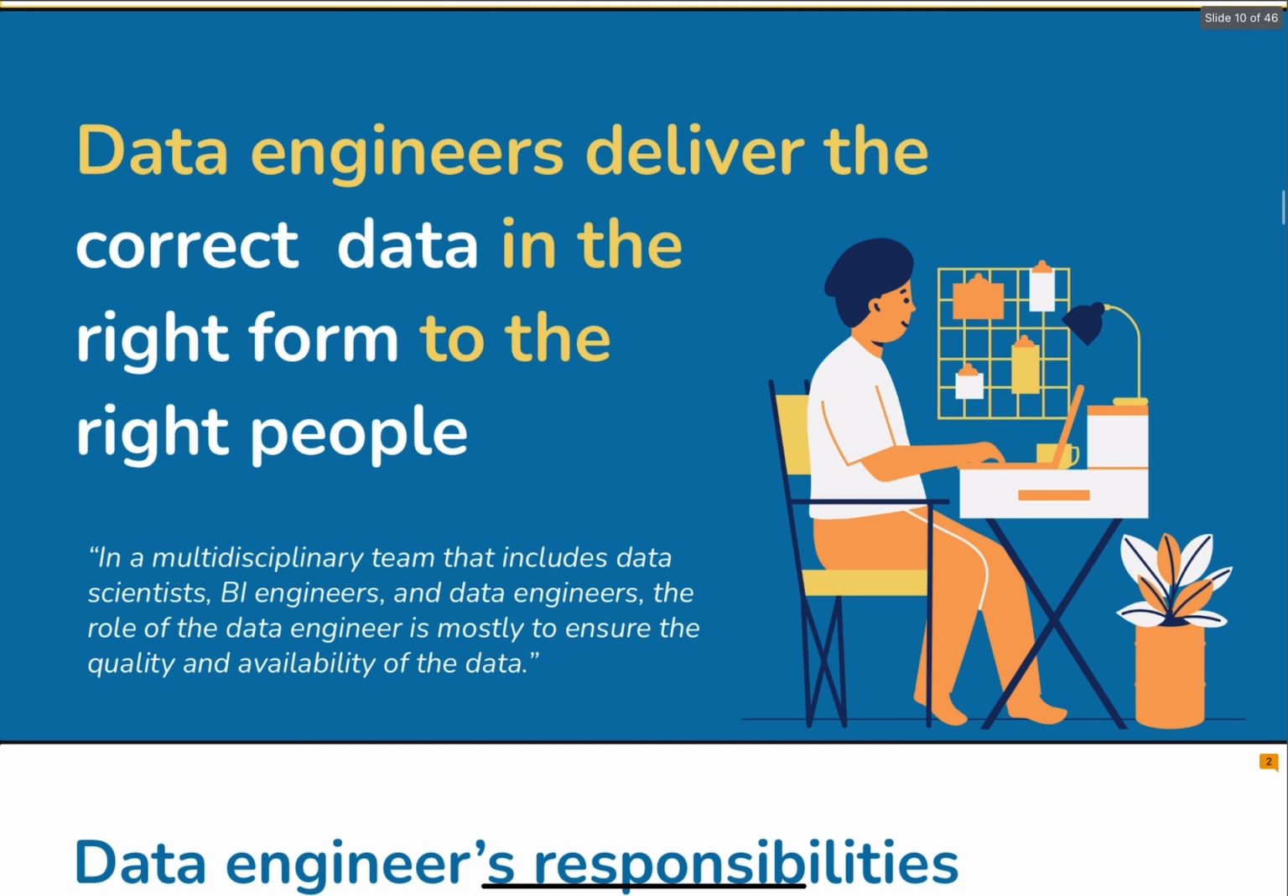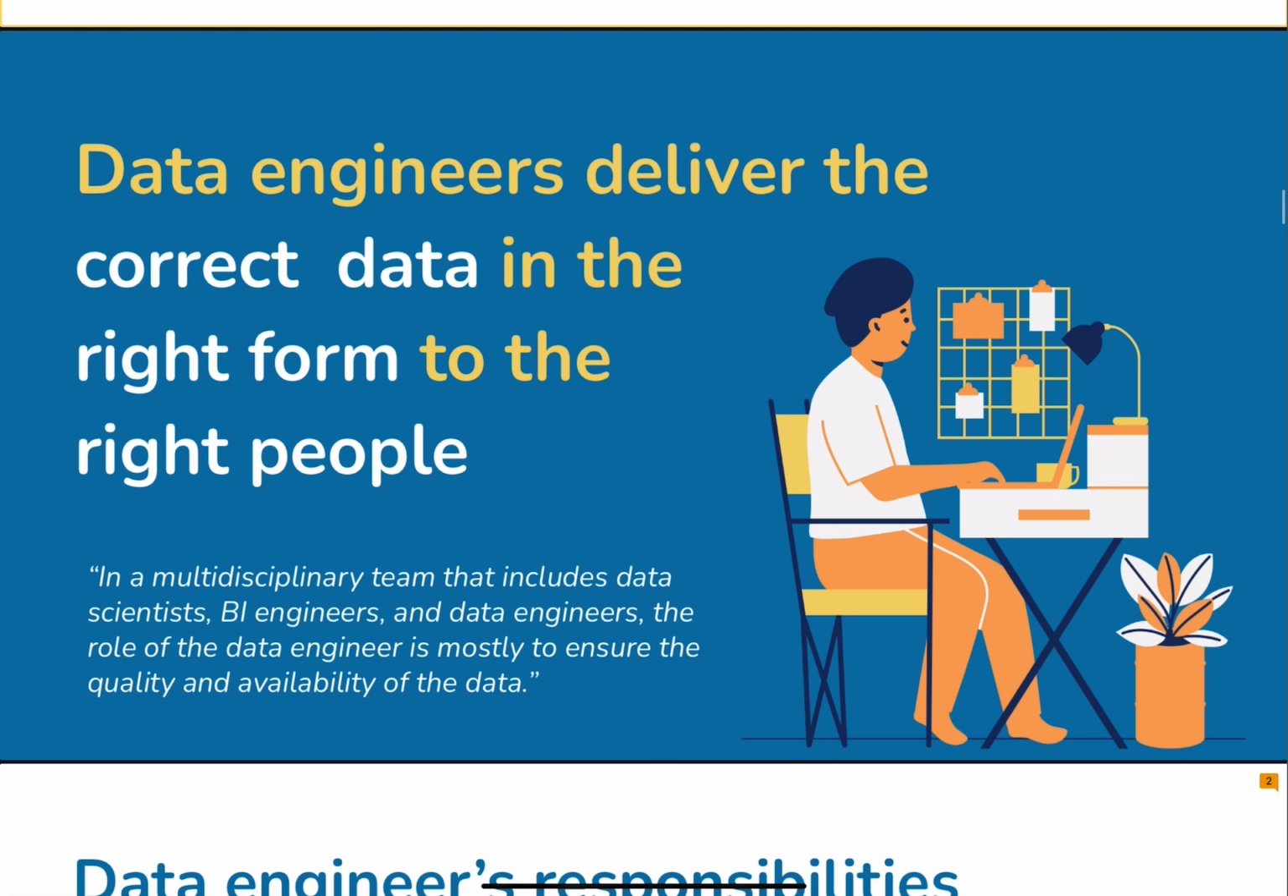So a data engineer's job is to collect all of this data and basically solve the business problem. So data engineers deliver the correct data in the right form to the right people. In this case, the hotel owner is the right person who was looking for the insights to increase his sales, or probably he wanted to make more business. So in a multidisciplinary team that includes data scientists, BI engineers, and data engineers, that's the real-time scenario. In a real organization, this is how the work happens, right?